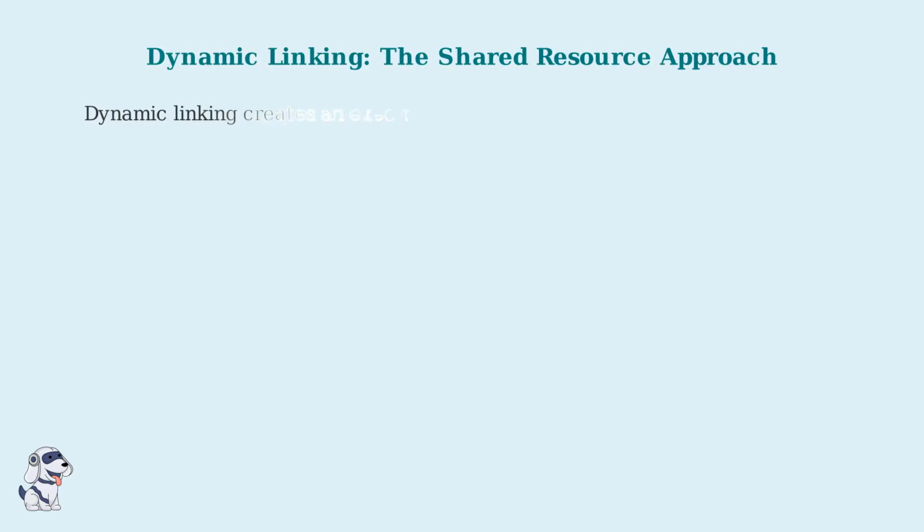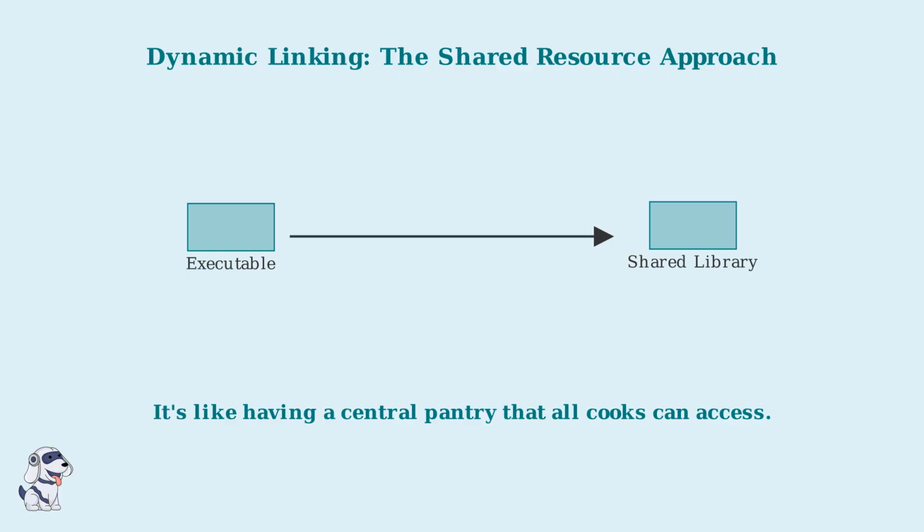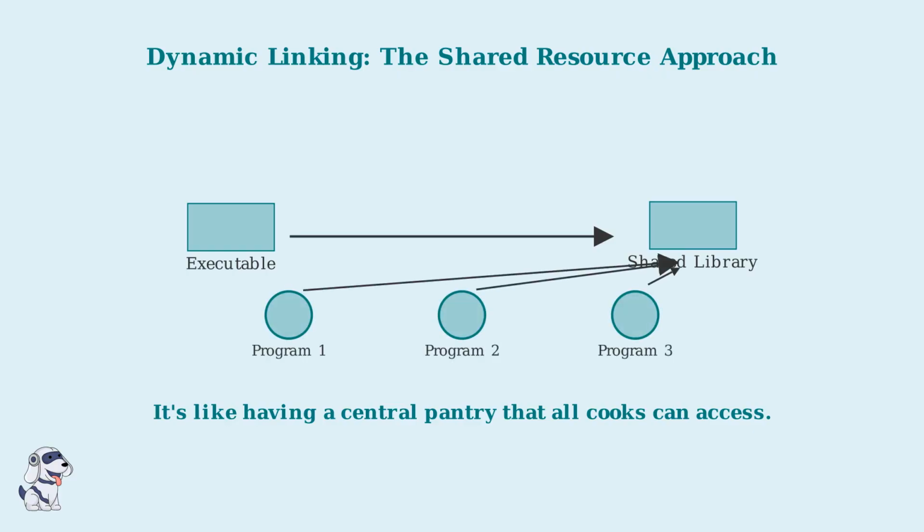Dynamic linking creates an executable that relies on external shared libraries. These libraries are loaded at runtime. This approach promotes code reuse and reduces the size of executables because multiple programs can share the same library in memory. It's like having a central pantry that all cooks can access.